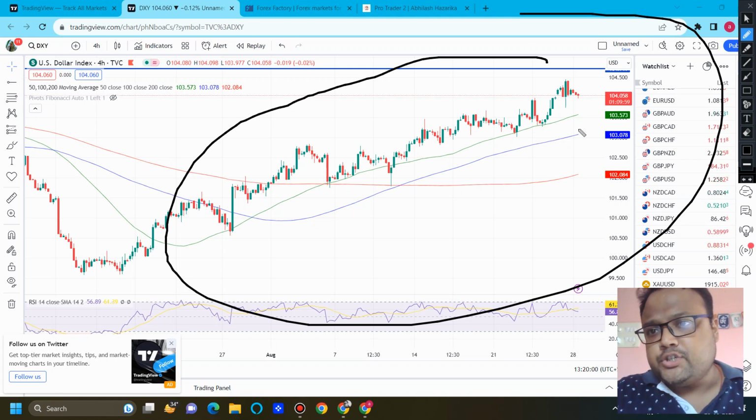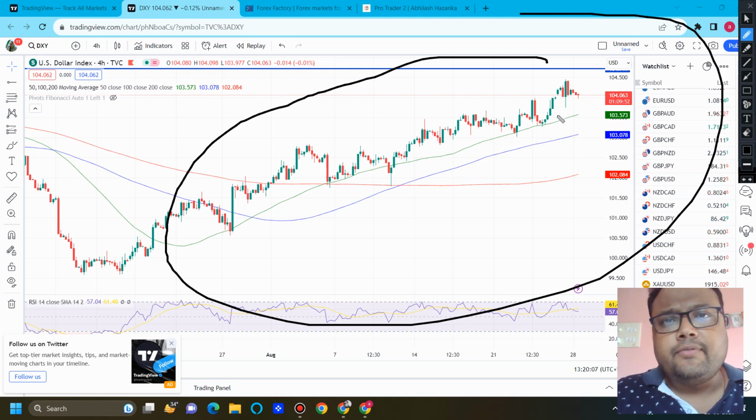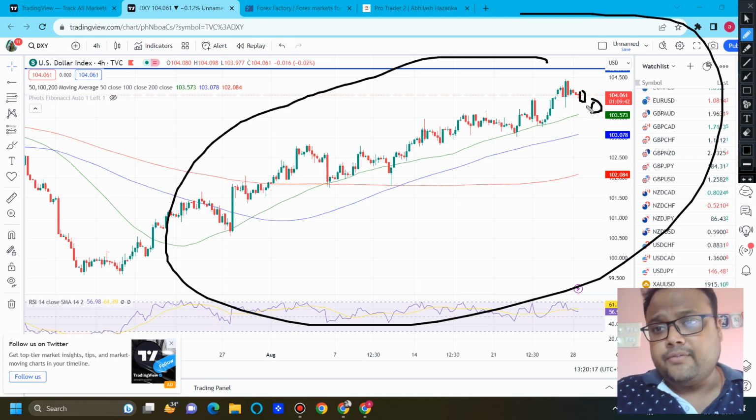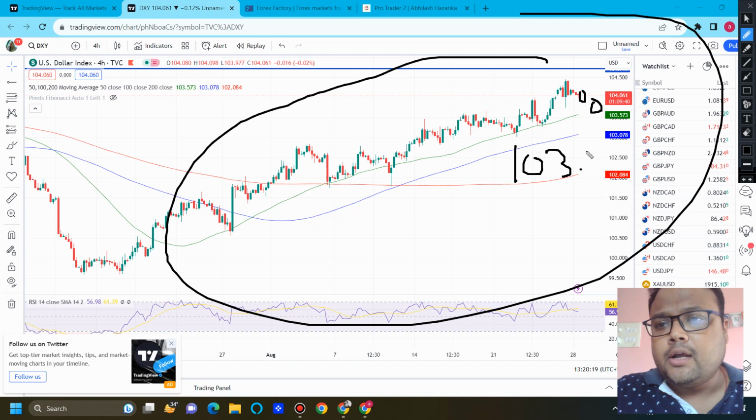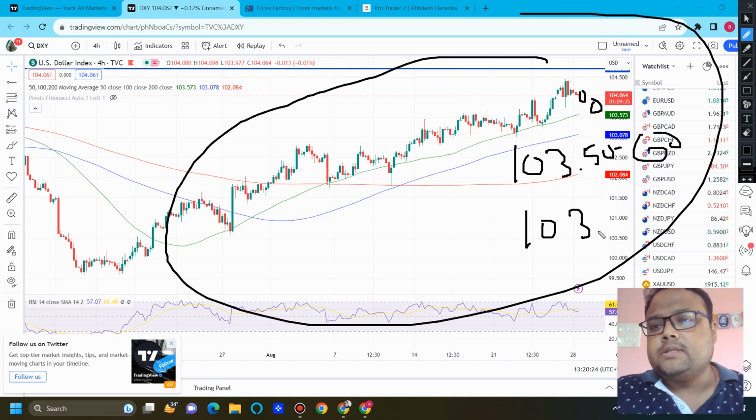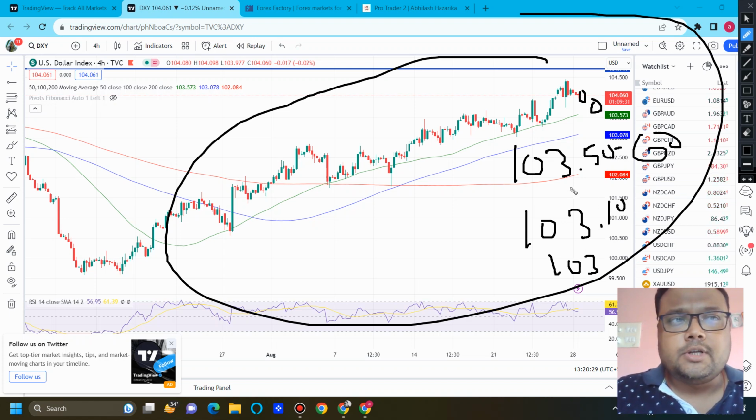Before the US session, if the market forms a few red candles, still consider the market to be in an uptrend, because there is a big difference between a trend reversal and a correction or retracement. If the market shows red candles, that will just be a correction, not a trend reversal. We have the next support around 103.50 to 103.60, and then 103.10 to 103. These are the two support levels on the chart of DXY where we can expect the buyers to be active and push the market towards the upside.